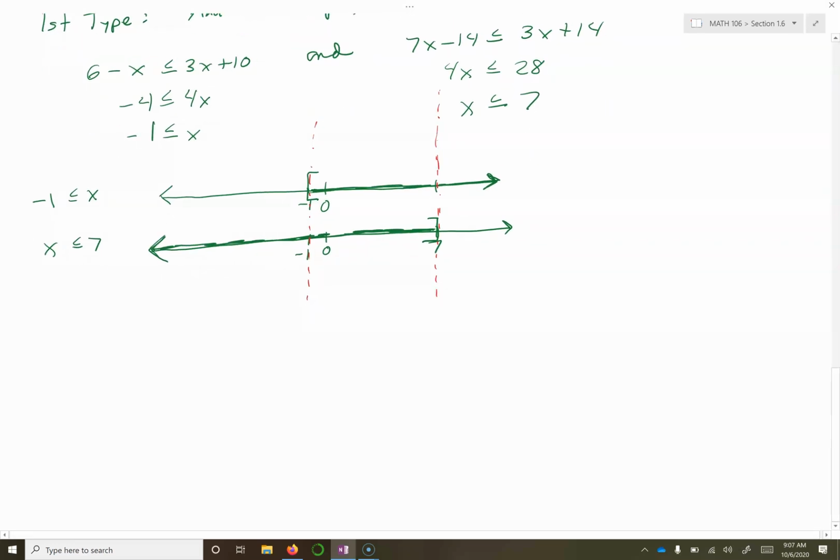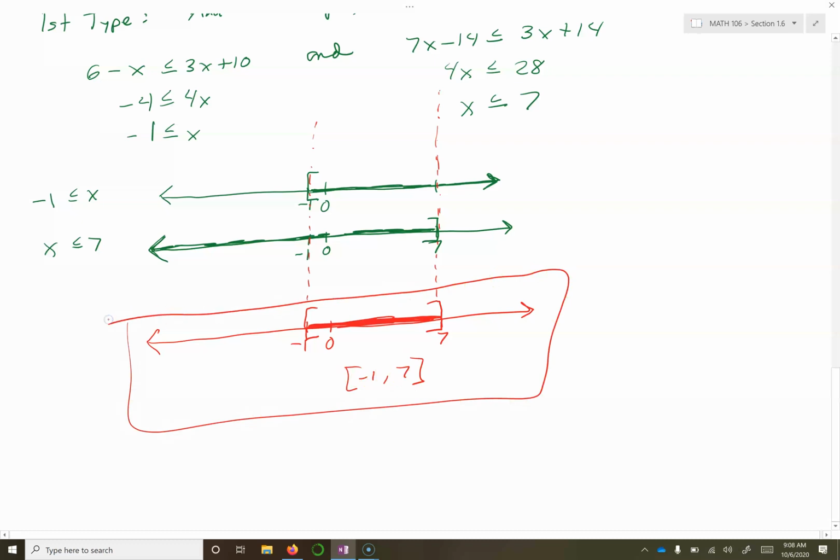So the final answer here, I would draw it on another number line. I'm just using color so you can see that I'm doing something different. And again, I'm going to mark those same numbers. So my solution here is going to be, well, I have to start at -1 with a square bracket to the right. I have a square bracket to the left on the 7. So the final solution here is everything between -1 and 7. So that's the answer in number line form. The answer in interval notation would simply be bracket -1, comma 7, bracket. So that's our final solution here. So that's an and. You look for the intersection of the number lines.